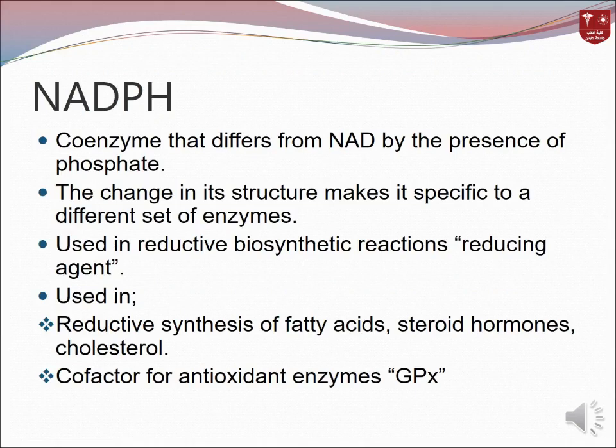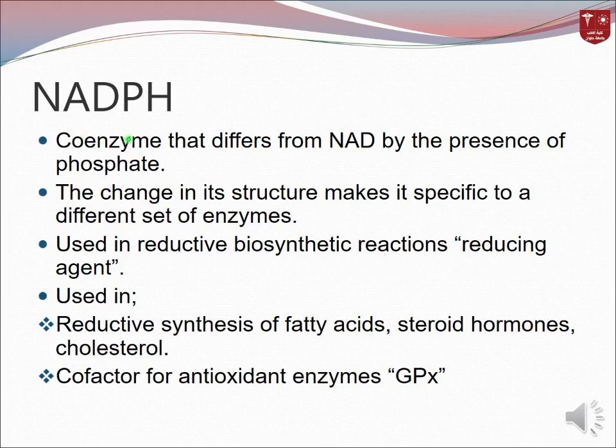Now we are going to talk about the NADPH molecule in detail. It's a coenzyme that differs from NAD. NAD is a coenzyme as well, but they are different by the presence of a phosphate. The change in this structure makes it specific to a different set of enzymes. It acts as a cofactor for different sets of enzymes than NAD. NAD has its enzymes, it acts as coenzyme for some chemical reactions, and NADPH is required for another set of enzymes for another set of chemical reactions. They are only different in the phosphate, but they are totally different in their biological function inside the cell.